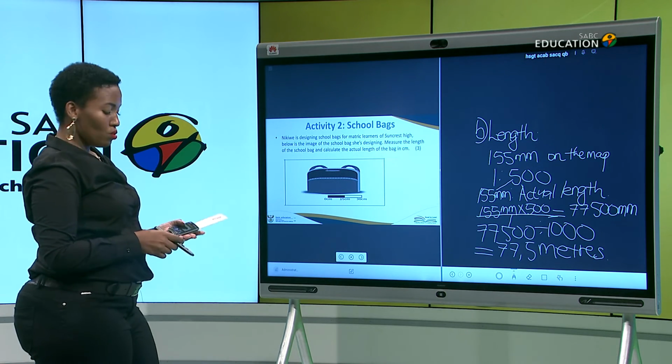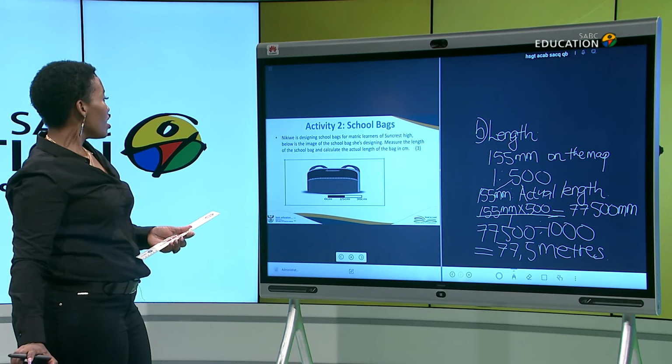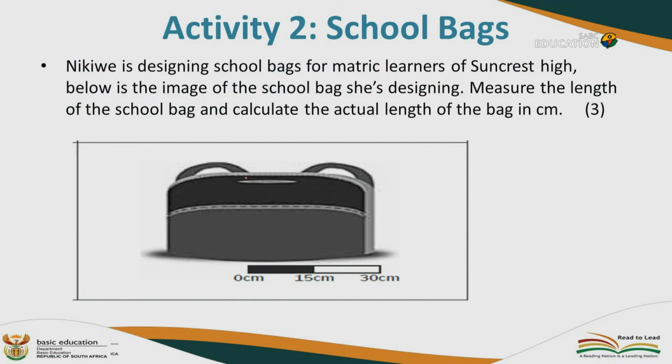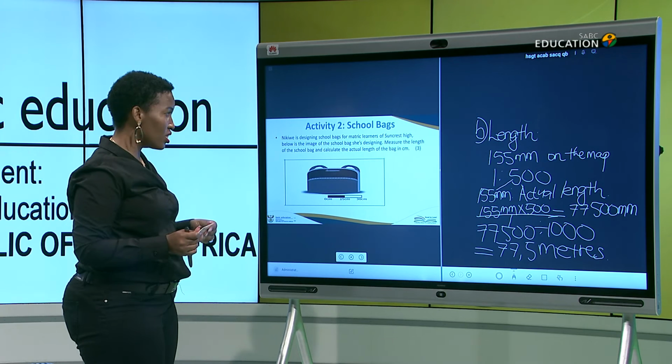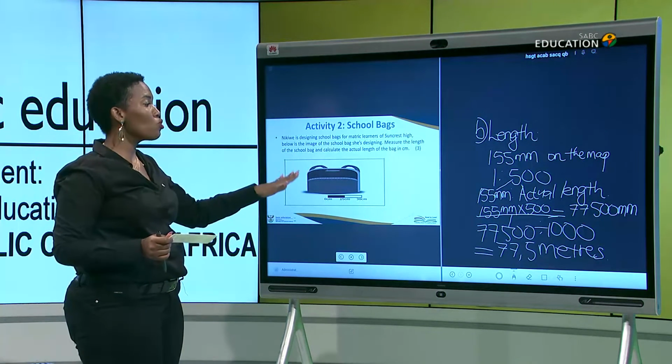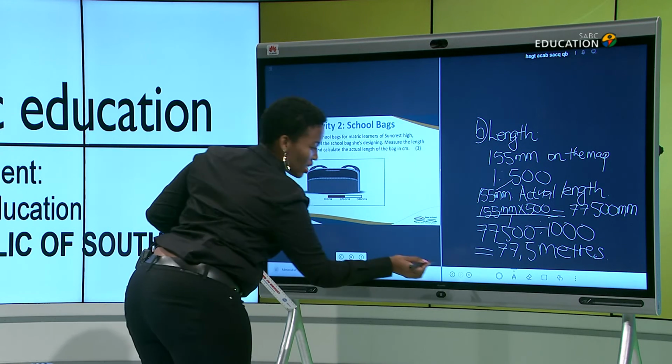And then activity 2 on a school bag. Nikiwe is designing school bags for matric learners of Suncrest High. Below is the image of the school bag that she's designing. Measure the length of the school bag and calculate the actual length of the bag in centimeters. We can already see that we are given our bar scale, and our bar scale is in centimeters. So we need to calculate the actual length of the bag in centimeters.